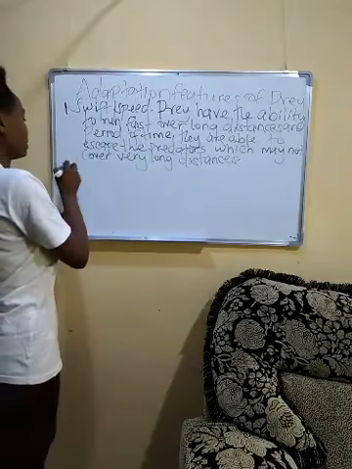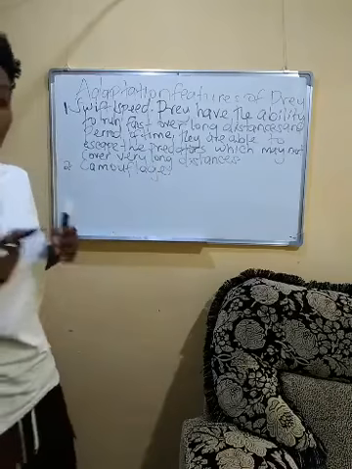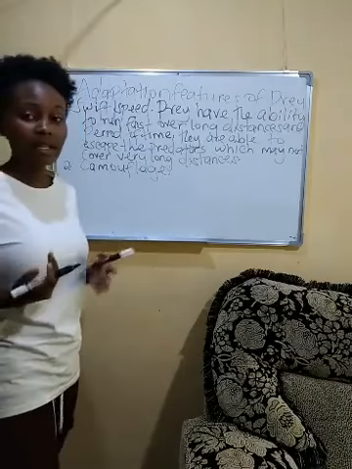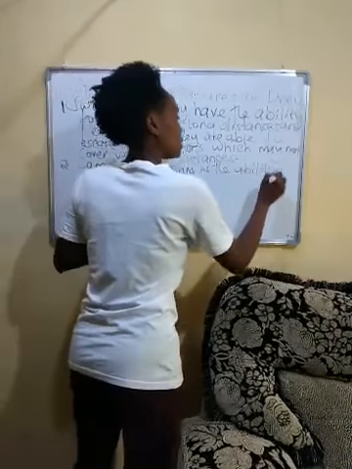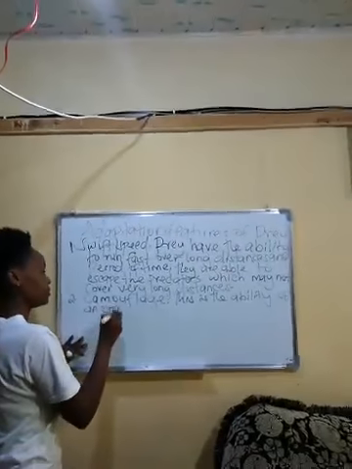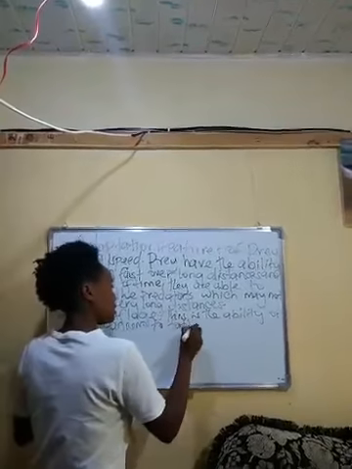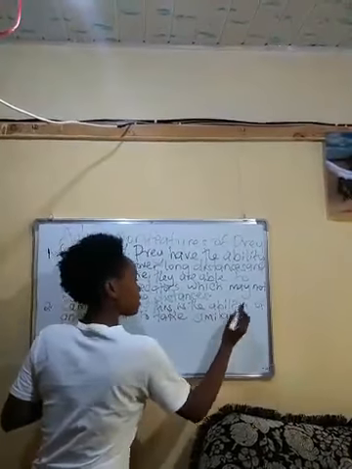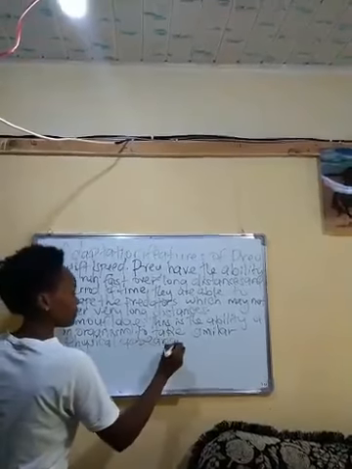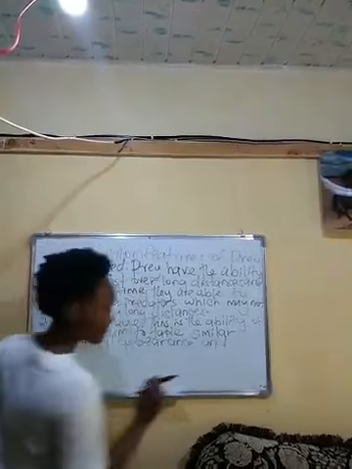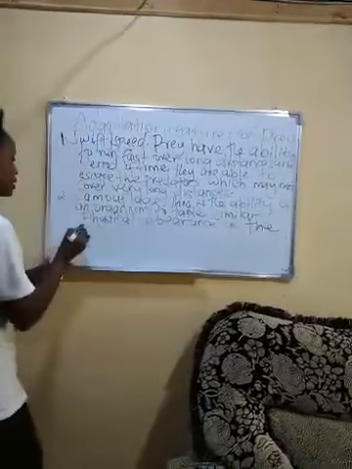Then number two, we have camouflage. The first thing you need to understand is the meaning of camouflage. So what is camouflage? Generally, camouflage is the ability of an organism to take similar characteristics, similar physical appearance as the surrounding environments.